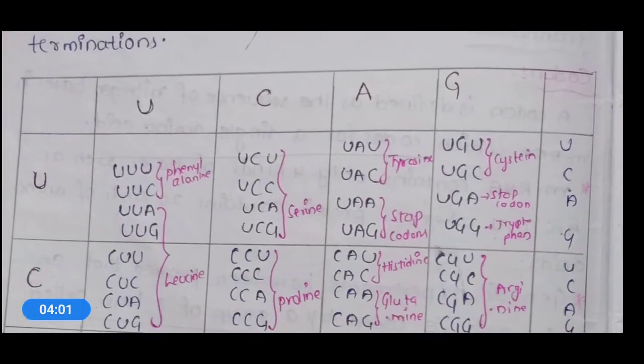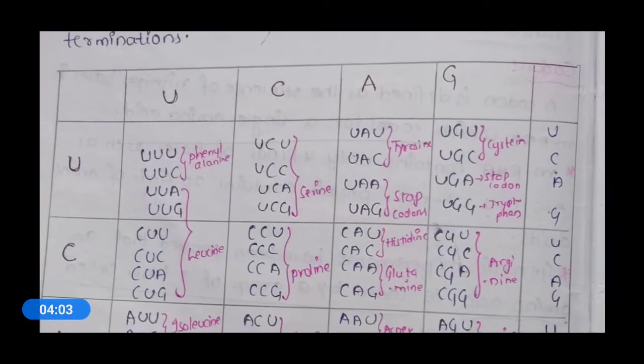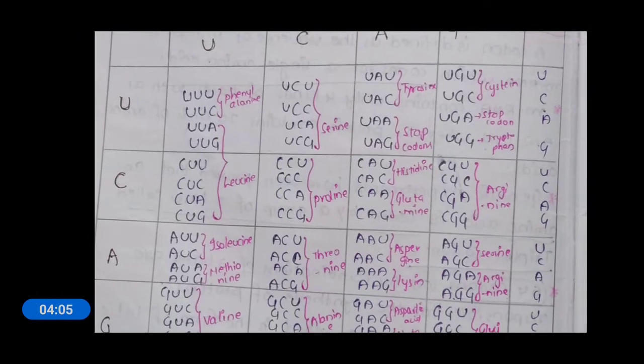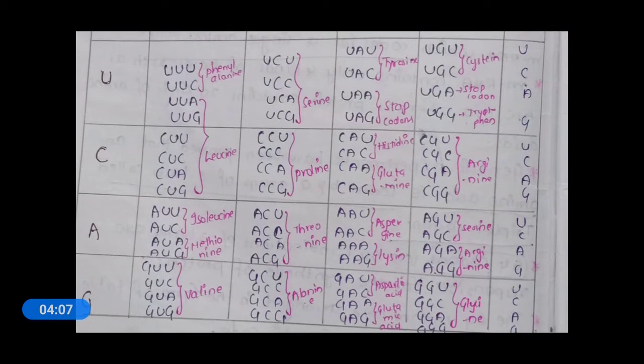If you see the pattern of the genetic code, this is how it is presented. A tabular form will be there. We take U, C, A, G on both sides, and we take this UCAG in a sequence.